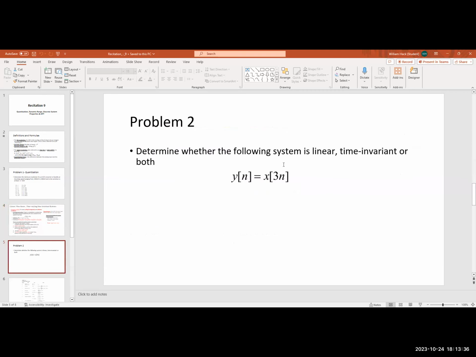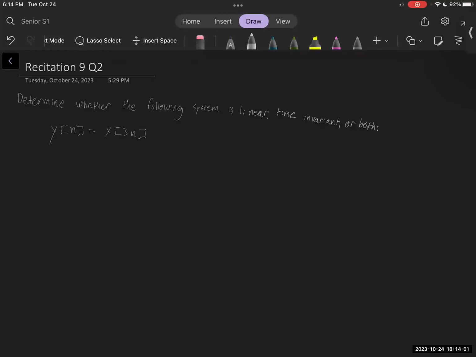So let's go ahead and jump into the second problem. We wanted to determine if the following system is linear, time invariant, or both. So let me go ahead and jump into my iPad again. And again, if y'all have any questions, go ahead and interrupt me. I don't mind at all. So we're trying to determine if the following system is linear, time invariant, or both. And we're given the system y of n is equal to x of 3n. So first, let's test for linearity.